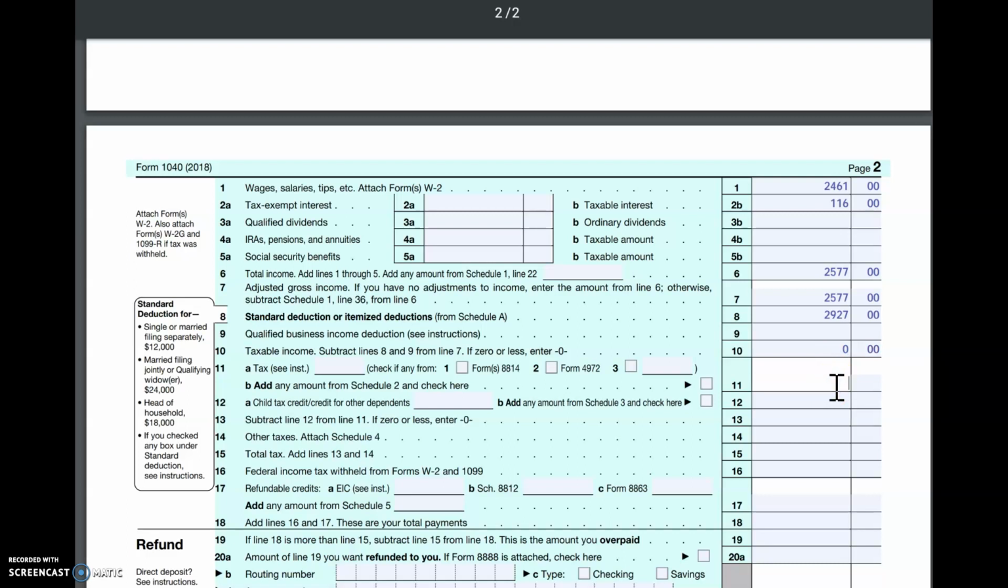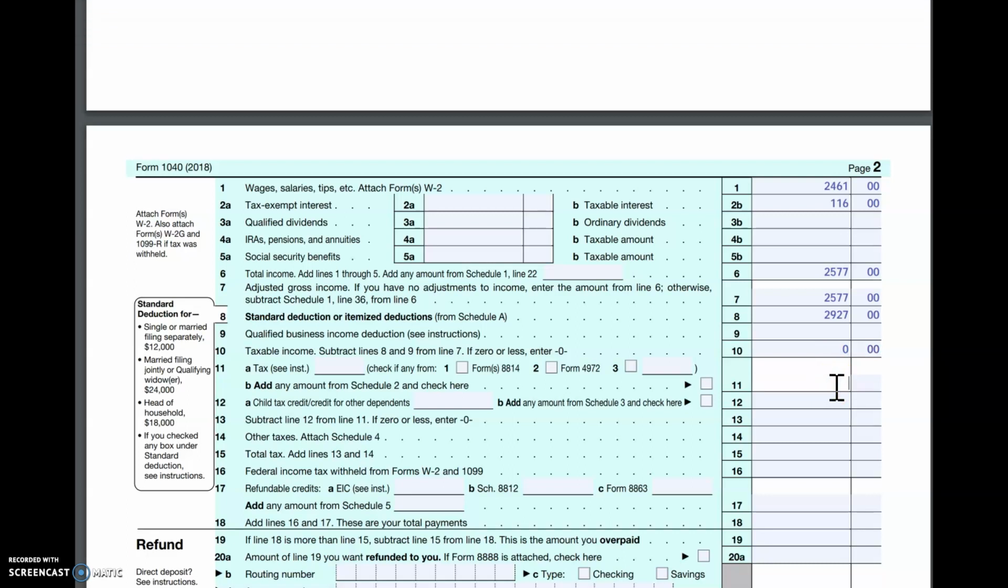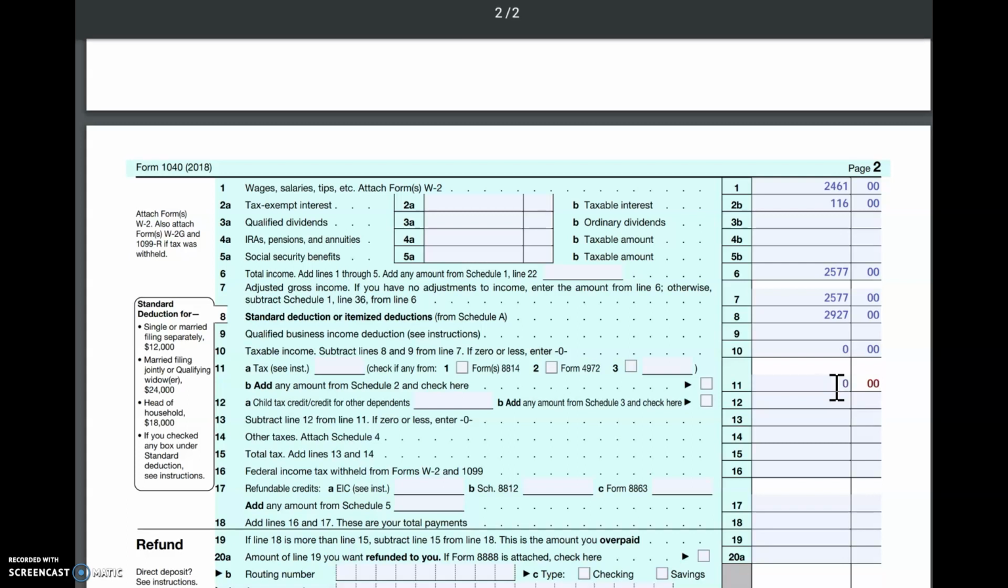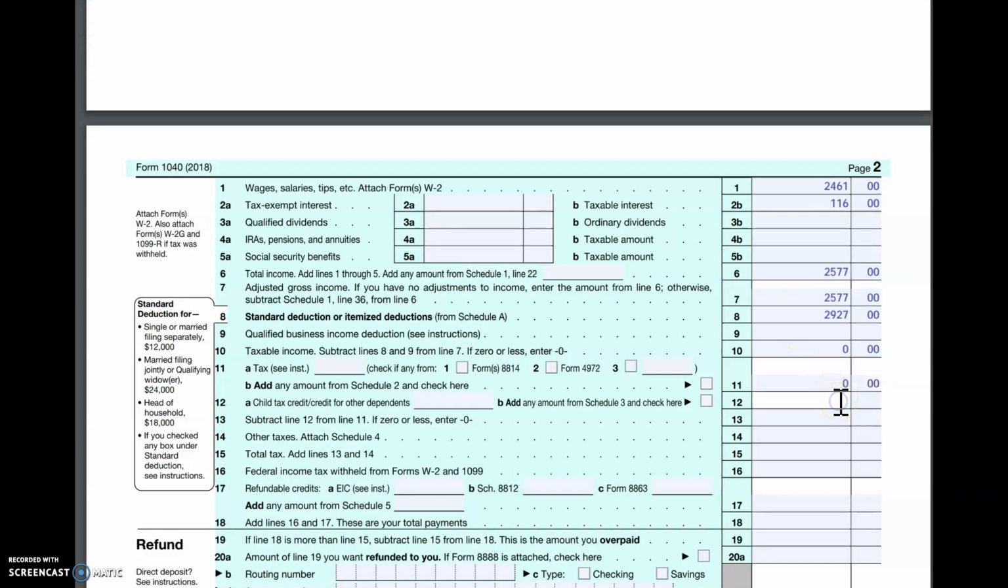Go to line 11. Line 11 is for the tax. Okay, tax. Well, all the tax on 0 income is going to be 0. I don't even have to go look up the tax schedule in the tax booklet. If Josh had money after the 2927 that was taxable, we would have to look it up in the tax schedules that are in the tax book. In this case, that does not apply. So let's go to line 12. This is a child tax credit for other dependents. Does not apply to Josh. We can leave that one blank.